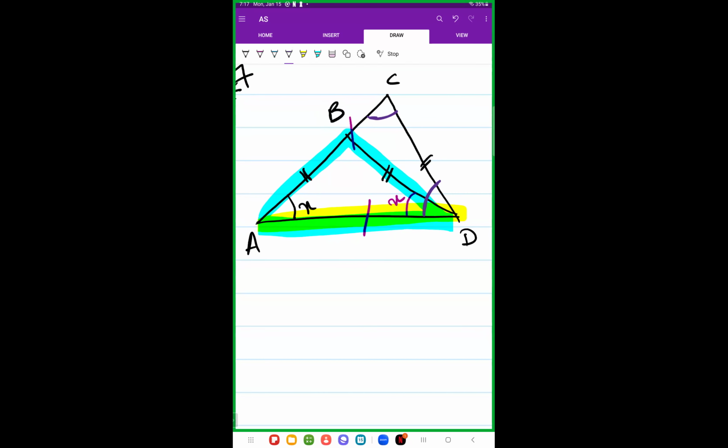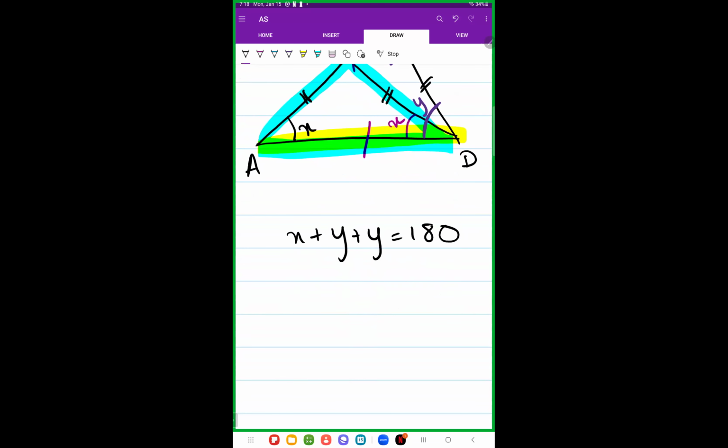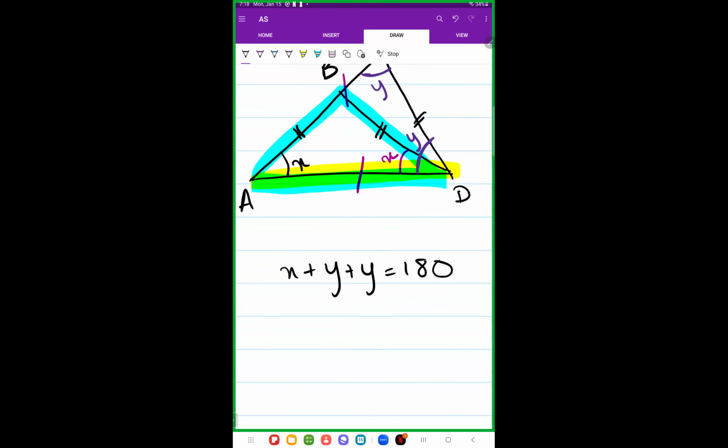Yes. Why is this whole equal? Because AC and AD are equal. So yes, this is an isosceles. So let's say this is y and this is y, right? So can I say x plus y is 180? Y plus y. Yeah. So x plus 2y is 180.